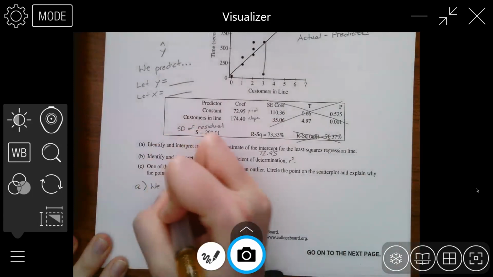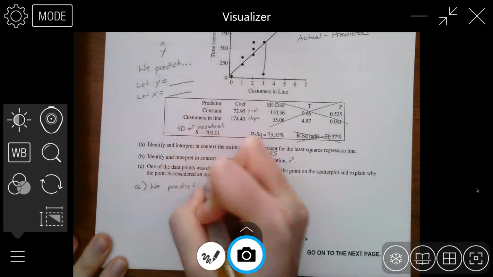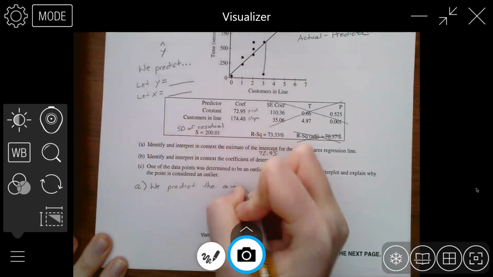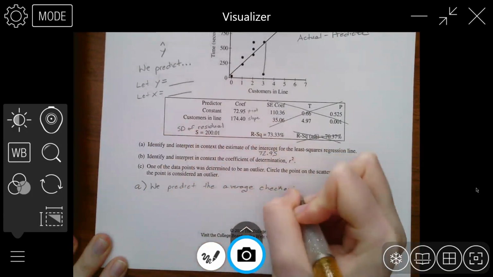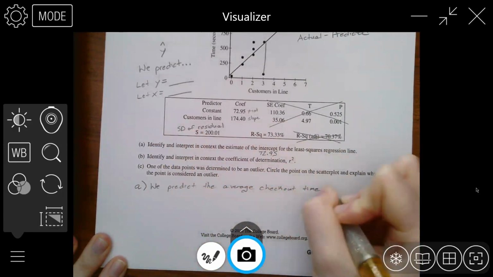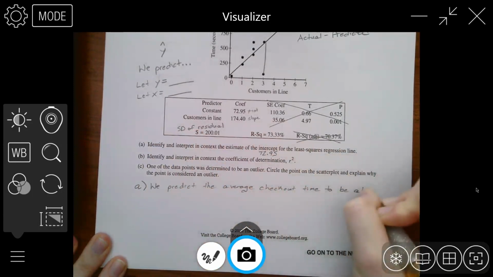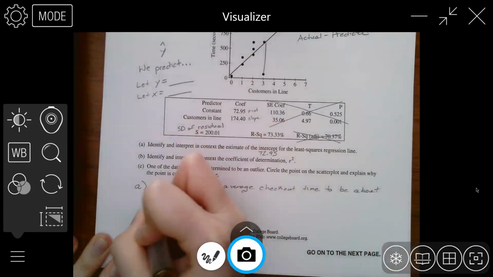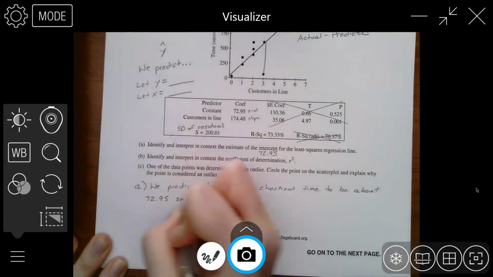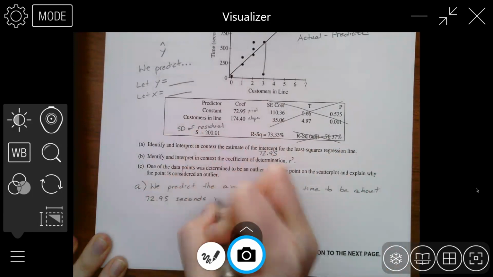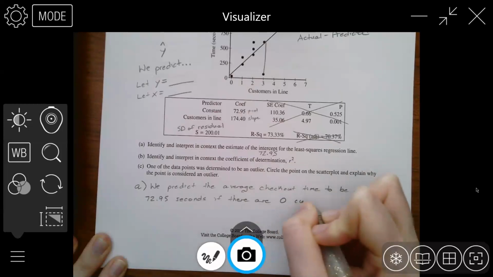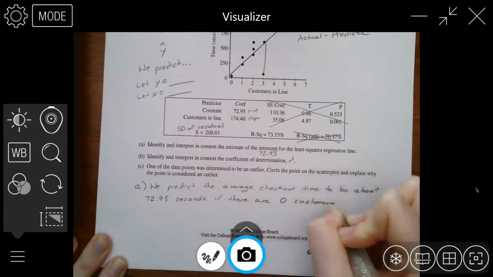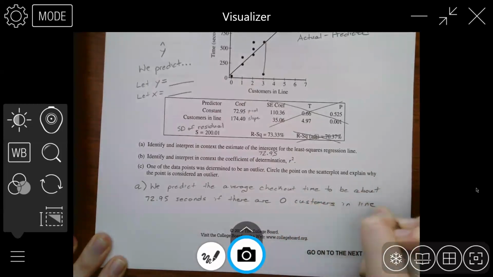So we predict the average checkout time to be about 72.95 seconds if there are 0 customers in line. Yep, that works great. Excellent.